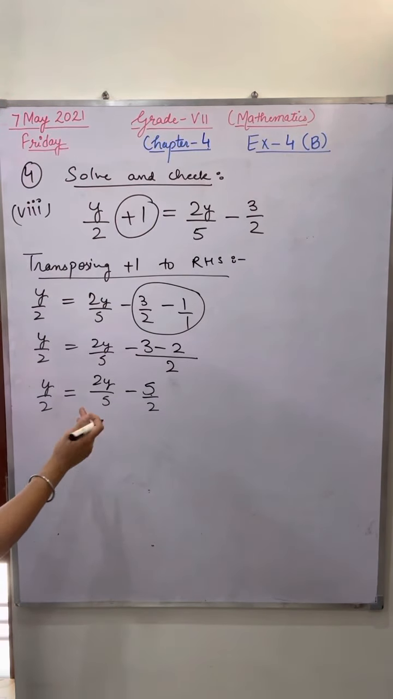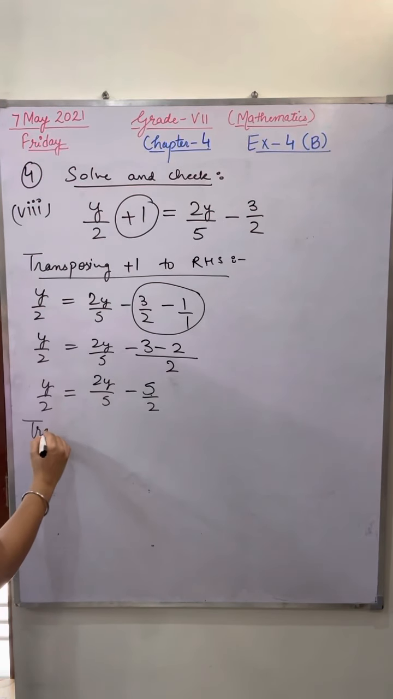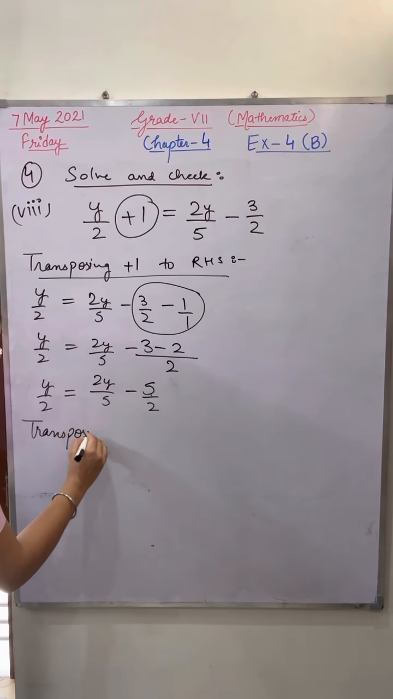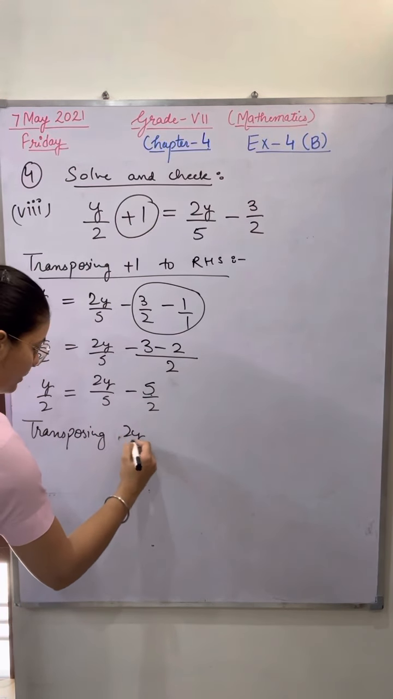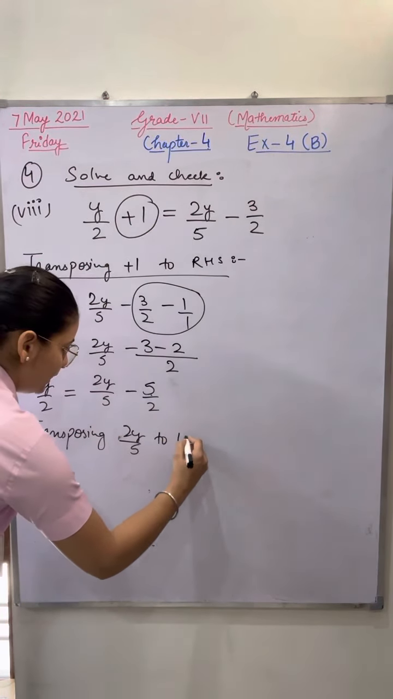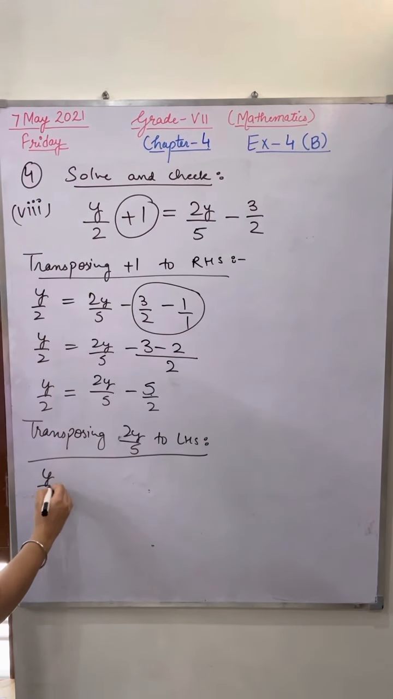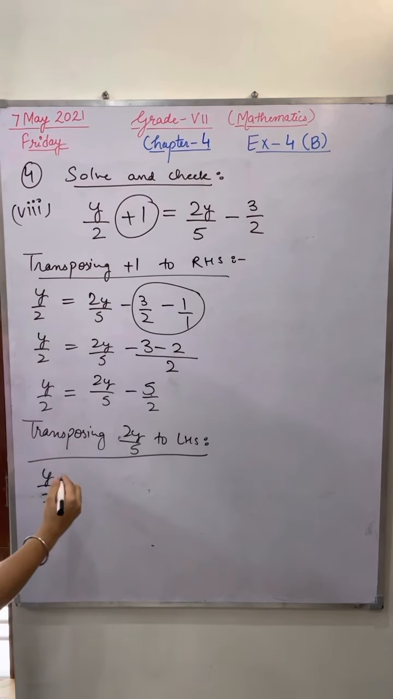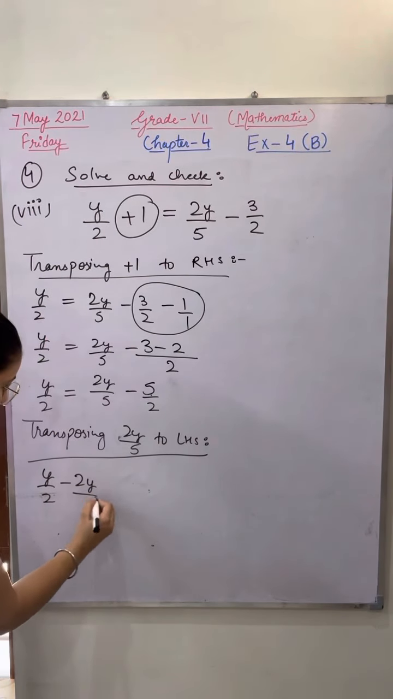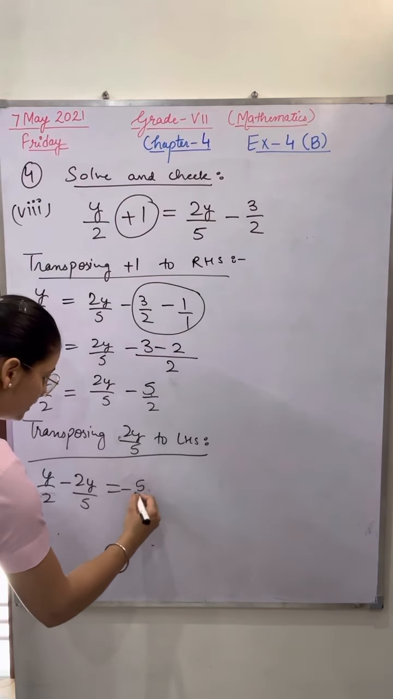Now I want this variable value on the left hand side. So again the transposing method. Transposing 2y by 5 to the left hand side. So y by 2 was here. I'm going to shift 2y by 5 to the left hand side. It will become minus 2y by 5. Okay, is equals to minus 5 by 2.